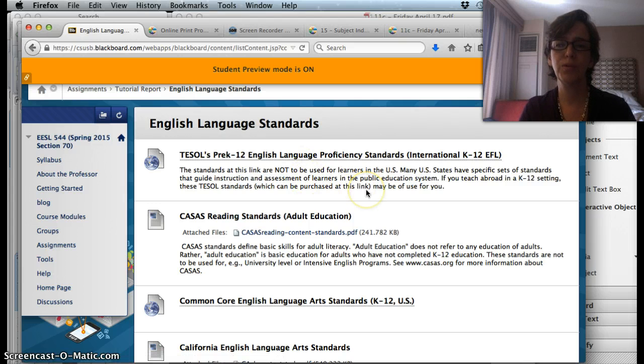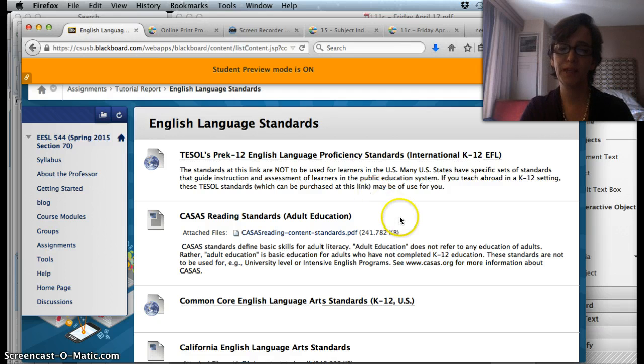You might want to look at those even if it says they're not to be used for learners in the U.S. So U.S. states have their own particular standards they're following, but these could help you in the international K through 12 setting, where you can look at the proficiency levels of your learners, and even for adult learners it might help because they're going to be at different proficiency levels of English.